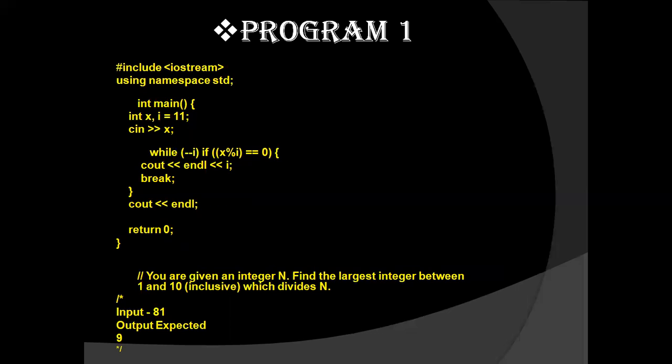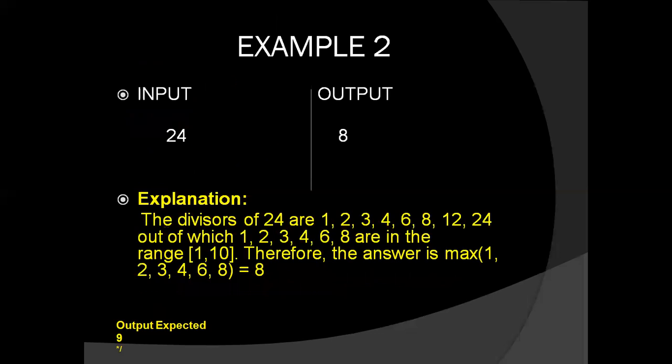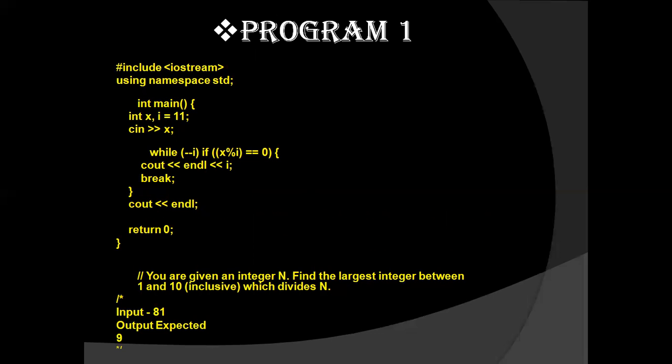So when you have taken the input as 81, you have several divisors of 81. Those numbers should only be lying between 1 and 10. So anything lying between 1 and 10 can be the output. But out of all those, the maximum number, the highest value, is the actual output. So here it is 9. For 81, it is 9.